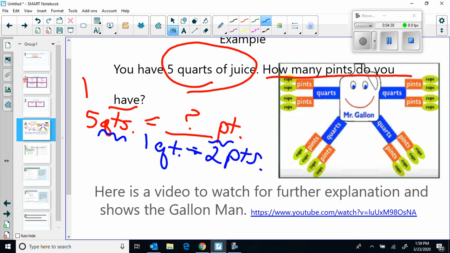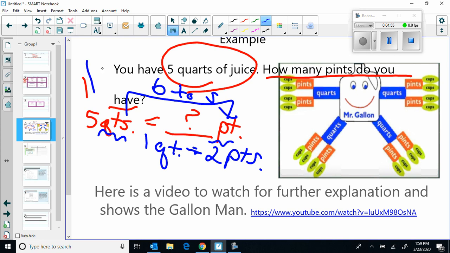So therefore, our third step is bigger to smaller, smaller to bigger. And a quart is bigger, so we're going bigger to smaller. And with our hand movements, third step is bigger to smaller.